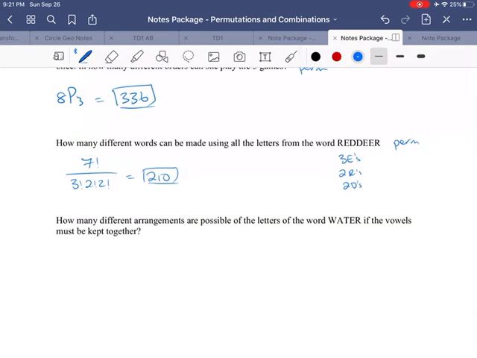How many different arrangements are possible of the letters in the word water? So this is a perm. And the vowels must be kept together. So the vowels together are A and E. We've got W, T, and R. So there's 4 ways to arrange those tiles, but then it could be AE or EA. So then we multiply by 2 factorial, and there'll be 48 different ways.